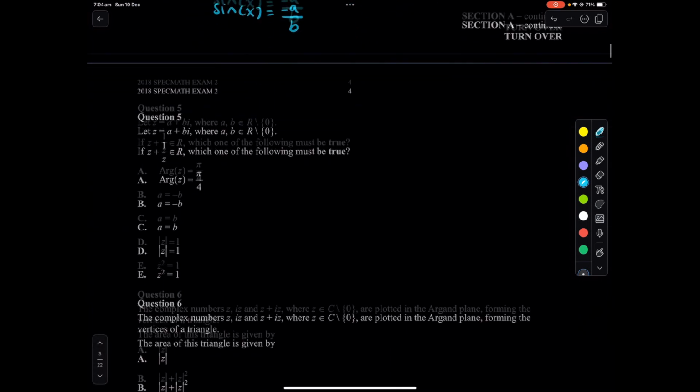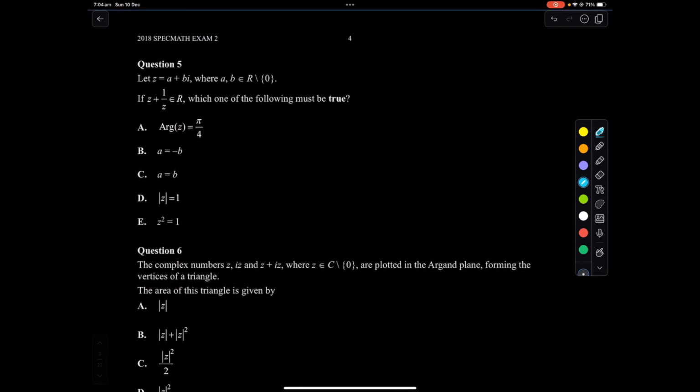Perfect. Question 5. Let z be a plus bi, where a and b are elements of all reals except 0. If z plus 1 over z is an element of all reals, which of the following must be true? Okay, let's look at the first case. If this is an element of all reals, it means that when this expression is simplified, we want it to be real. So we don't want them to be complex.